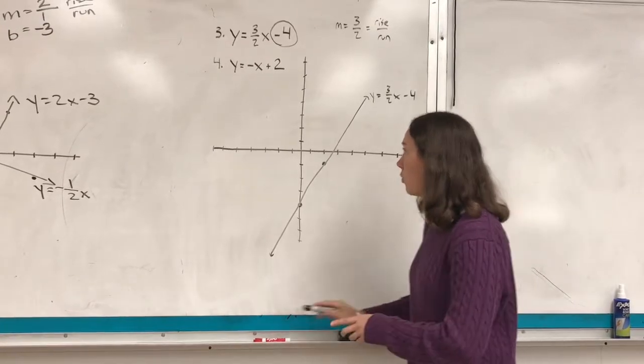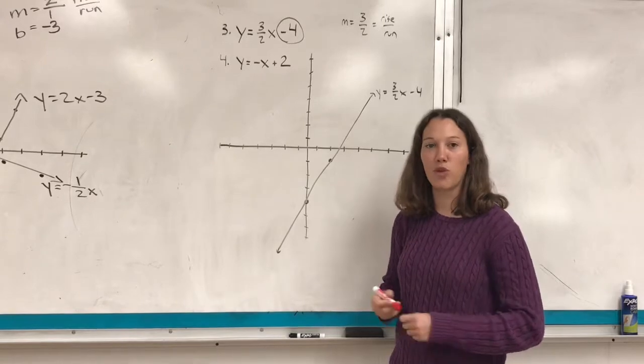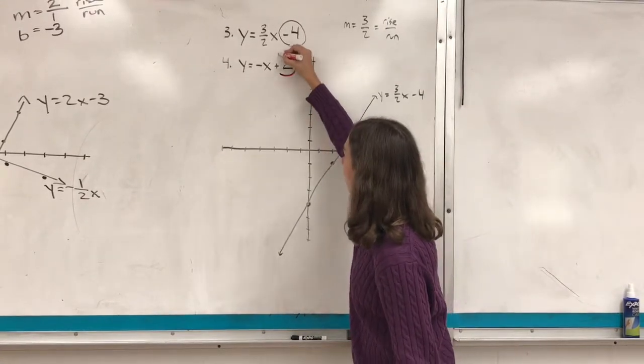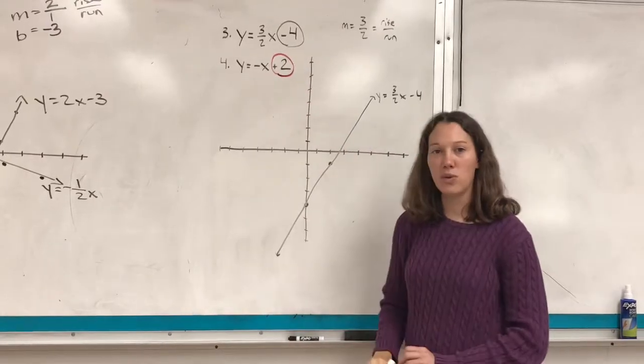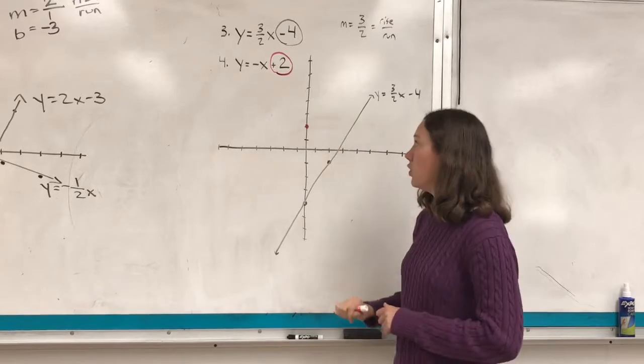For our second problem, y equals negative x plus 2, I'm just going to do the same thing. I'm going to look for my y-intercept. So the number that's all by itself, usually at the back, is positive 2. So I'm going to go to my y-axis and put a point at positive 2.